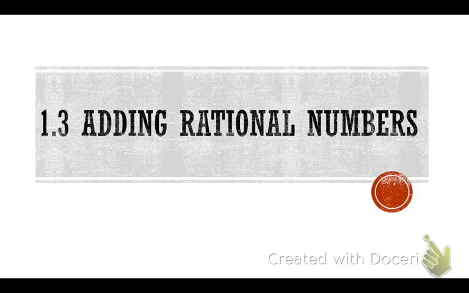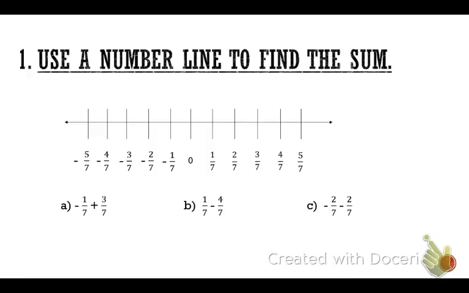1.3 is about adding rational numbers. Now, yesterday we talked about adding integers. What is an integer? A positive or negative whole number. Now, remember, a rational number simply means it can be written as a fraction or a decimal. So today we're going to be adding fractions and decimals.